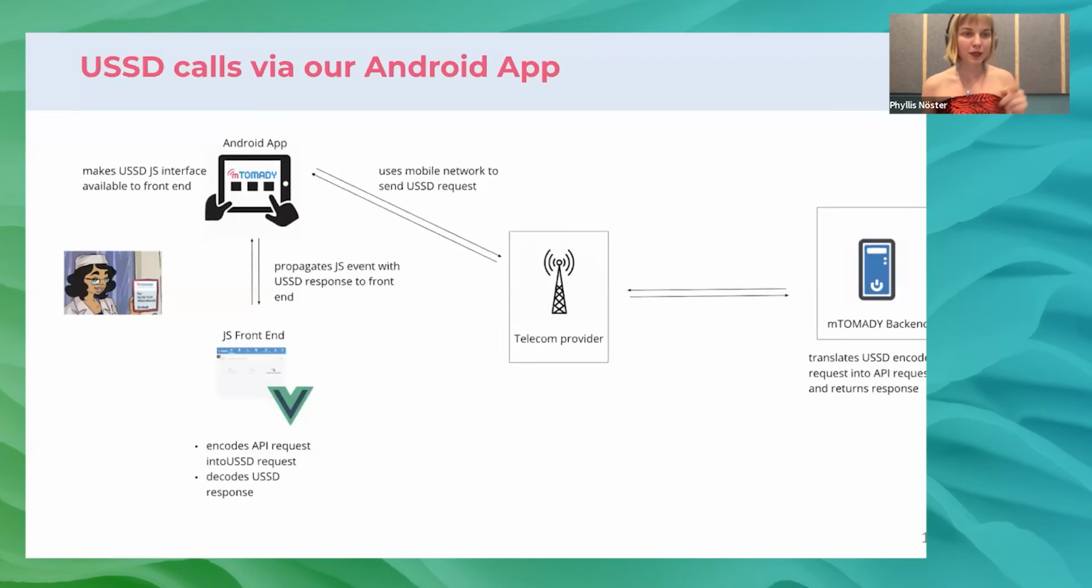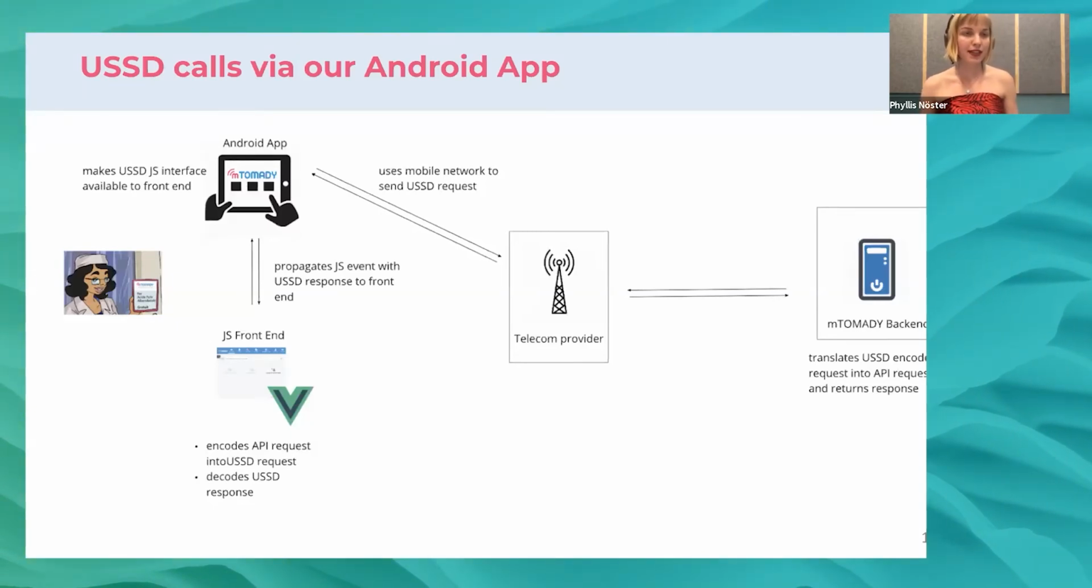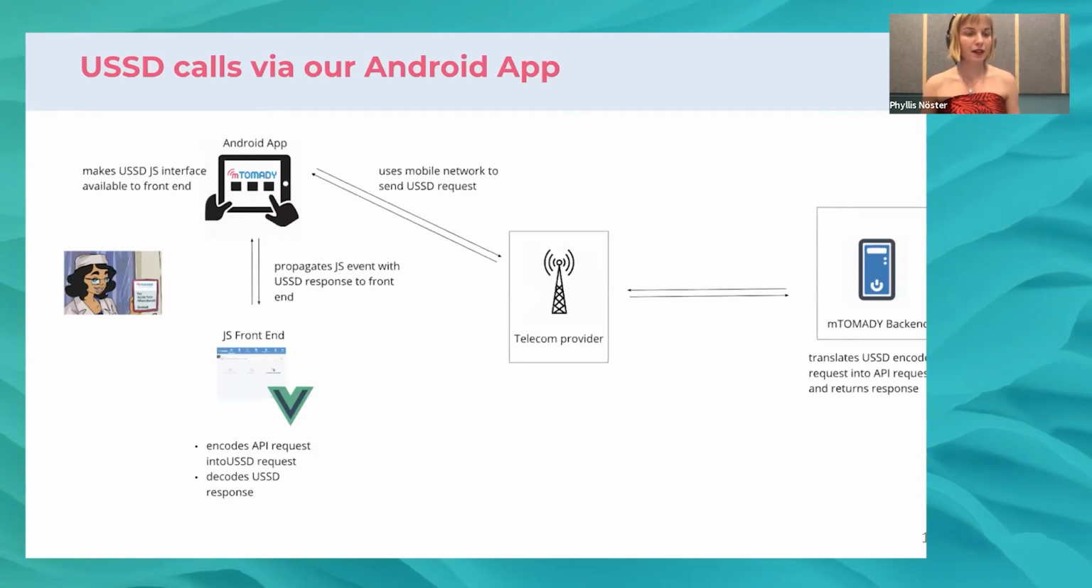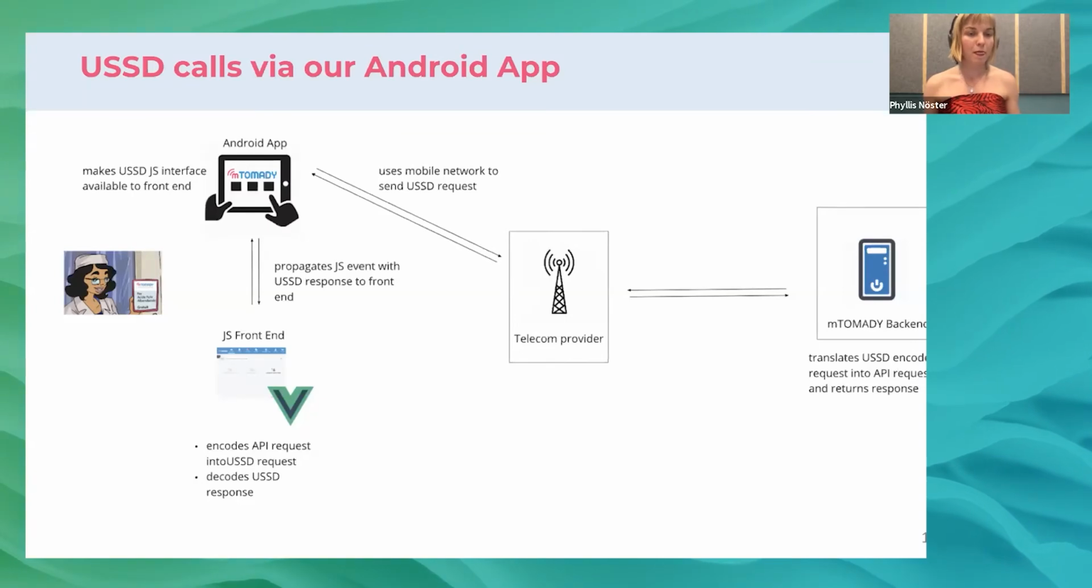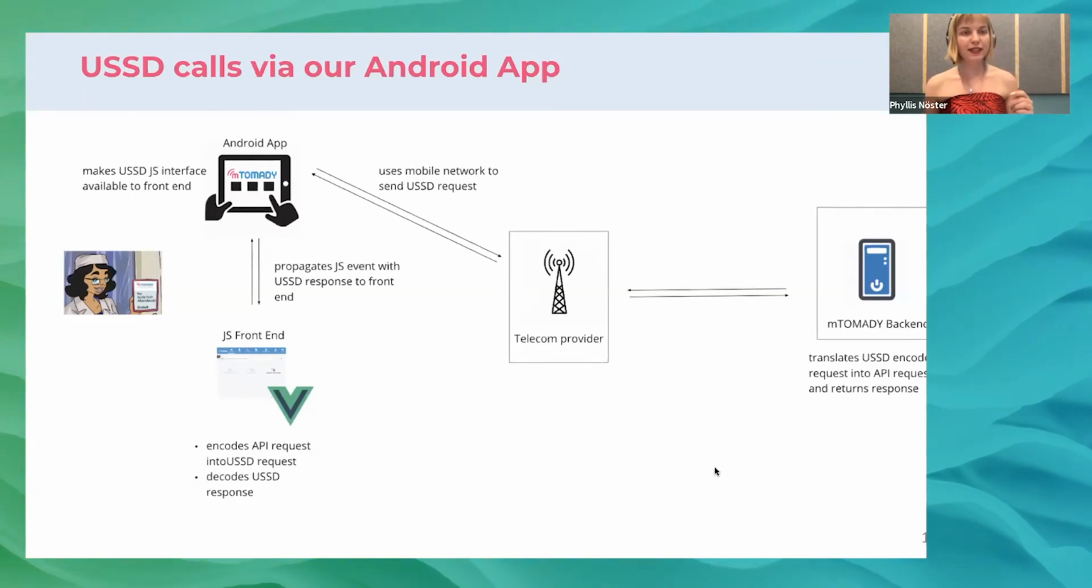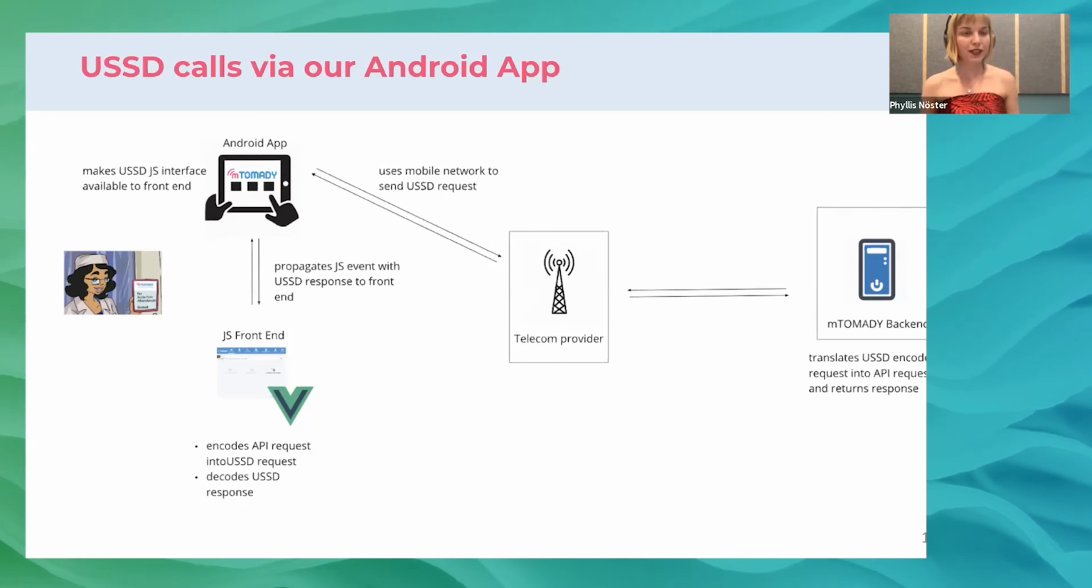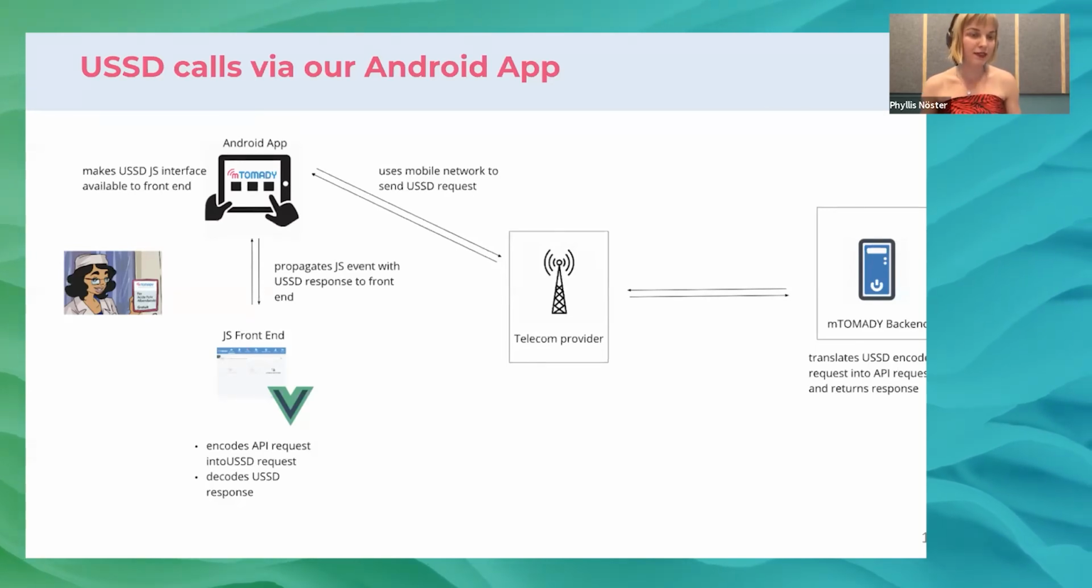I drew a little picture here to make this a bit more understandable. So here on the very left, one of the workers at a hospital is using our kiosk app on a tablet. And if she's filing a claim and our JavaScript front end detects that there is no internet connection, the JavaScript front end will encode the API request into a USSD request.